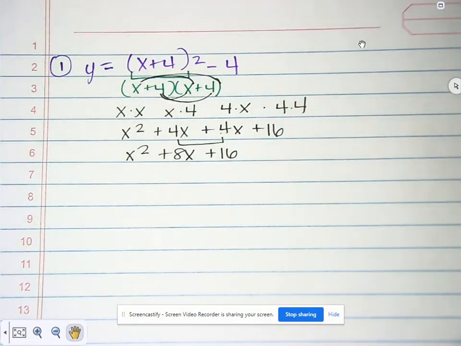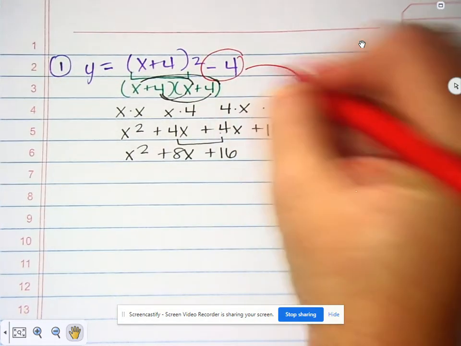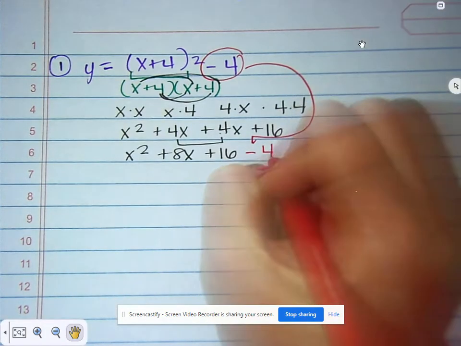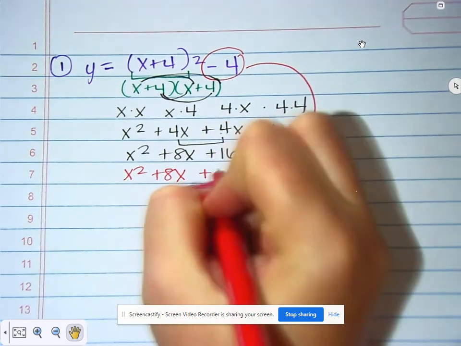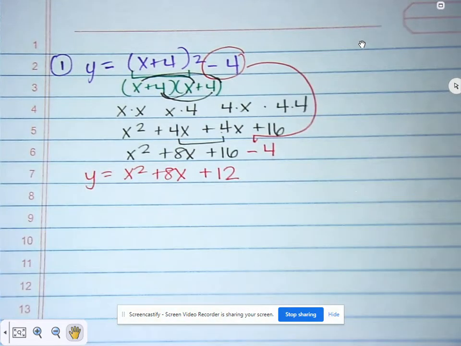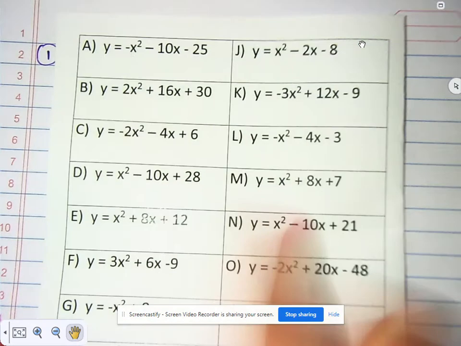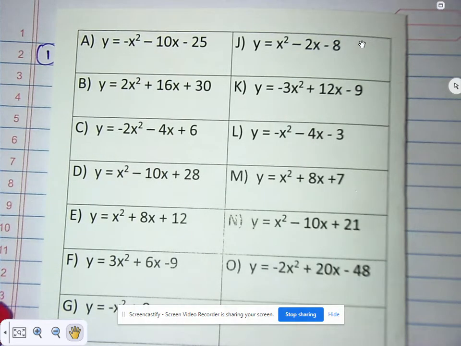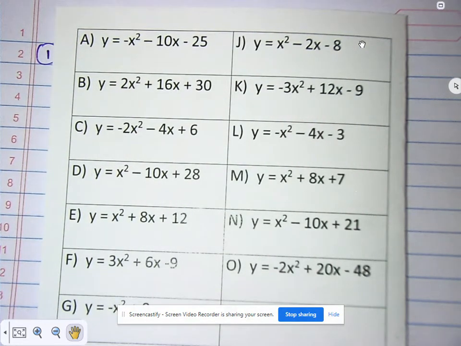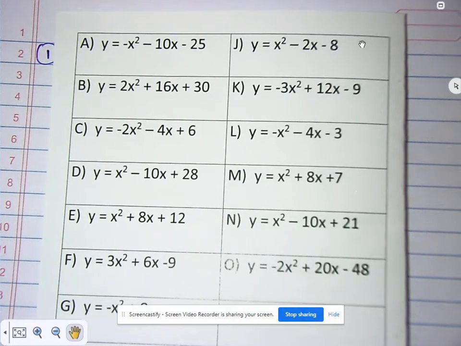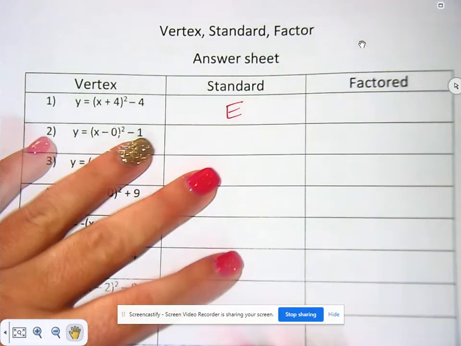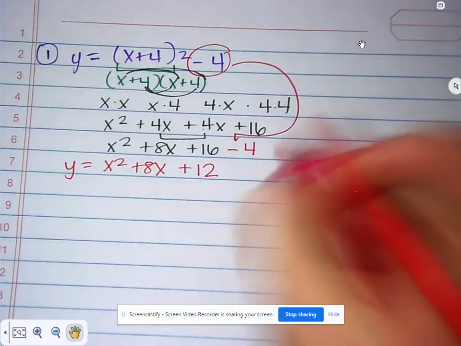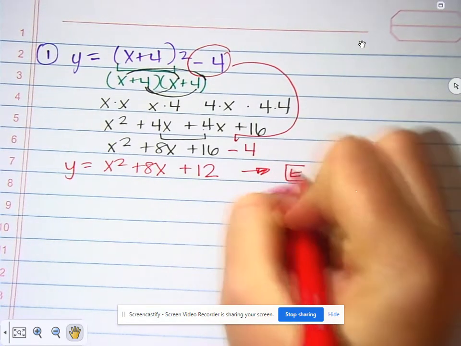Now, the only new thing for this worksheet is now this is going to come down, and you're going to simplify. What is 16 minus 4? So x squared plus 8x plus 12 is your answer. So now you're going to go to that little half sheet, and you're going to look along all of these, and you're going to find the one that says x squared plus 8x plus 12. What is it? E. So on your paper, you're just going to write the letter E. Okay? Is everybody with me?